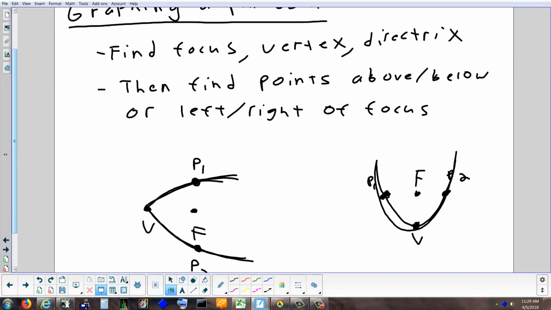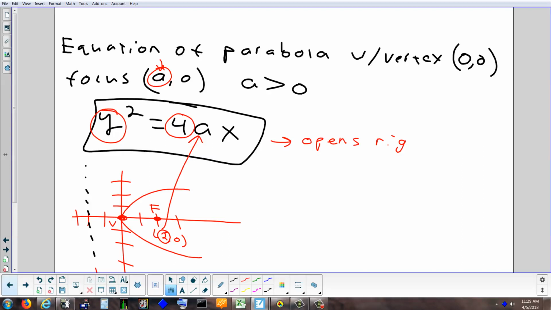And you'll know which way it opens by looking at the equation. You're going to look at the number there, you're going to look at the letter there, and eventually you'll know how to figure out which way it opens.